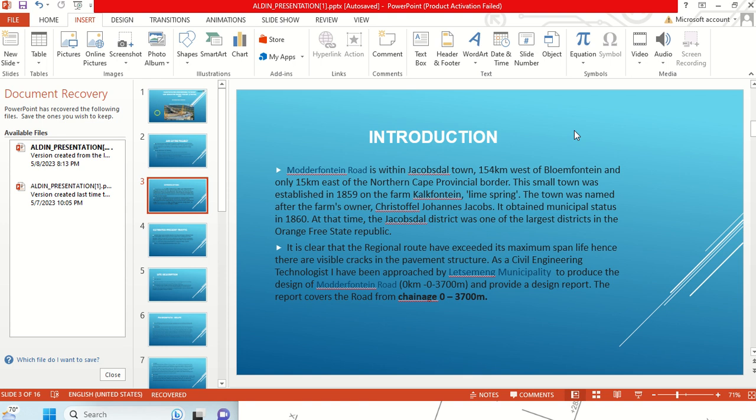It is clear that the regional route has exceeded its maximum span life, hence there are visible cracks in the pavement structure. I've attached a picture in my project for detail purposes. As a civil engineering technologist, I've been approached by Letsemeng municipality to produce a design of the road that I've chosen, which is Modder Fontaine Road, from chainage 0 to 3,700 meters.